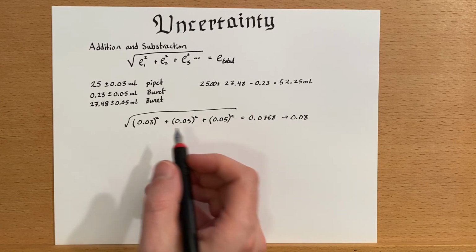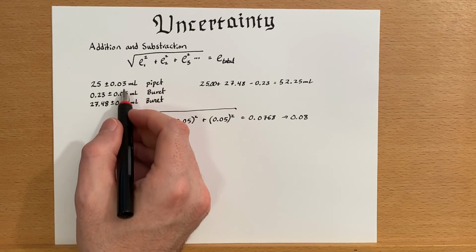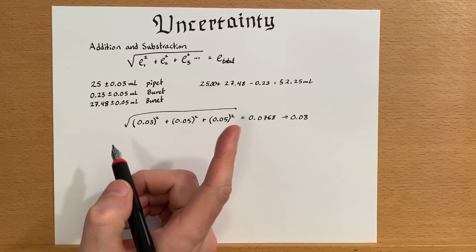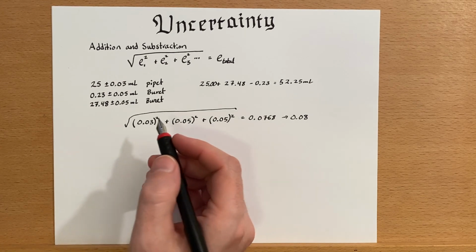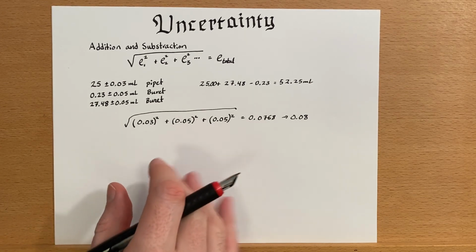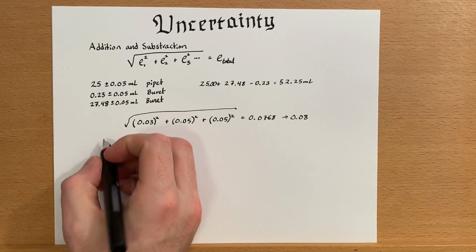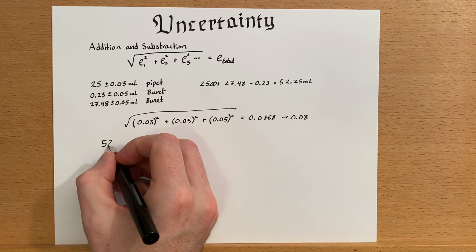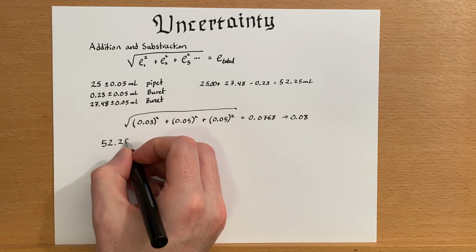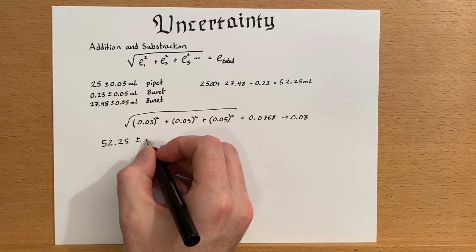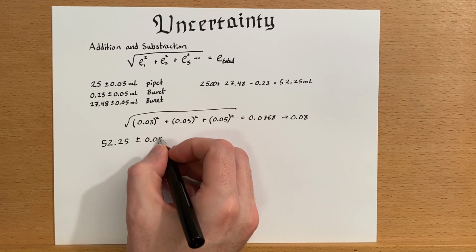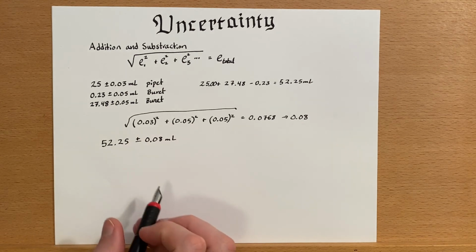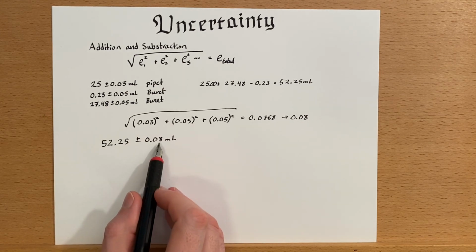So we're really considering the number of significant figures is really where the uncertainty is starting. So as soon as the uncertainty starts, the significant figures stop at that point. So 52.25 plus or minus 0.08 milliliters. That's my actual result, and that's the propagated error.